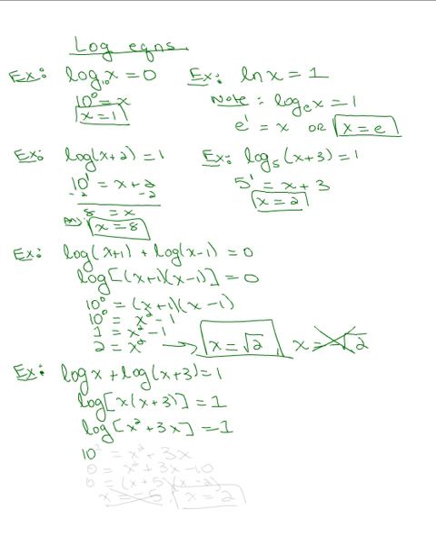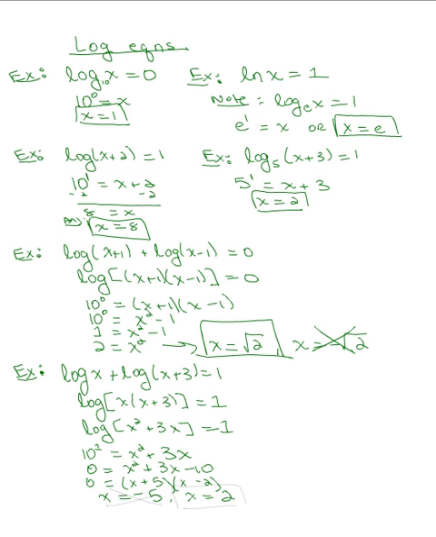Unwritten base, it's a common log. 10 to the first equals x squared plus 3x. This is quadratic, so we're going to subtract 10, setting one side to 0. x squared plus 3x minus 10. Two numbers with a product of negative 10 and a sum of 3 are 5 and negative 2. So we have two algebraic solutions.